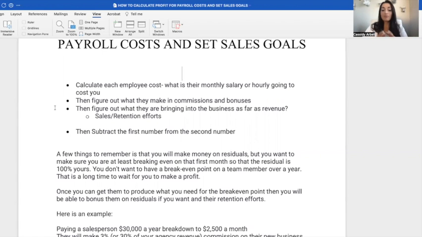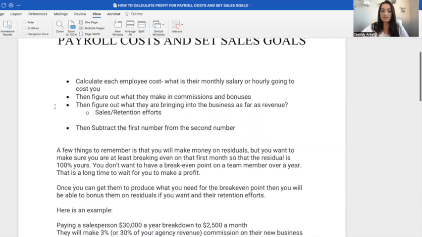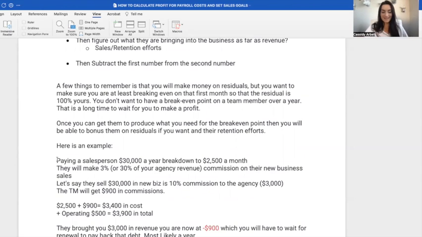You don't want to have a break even point on a team member that is going to be over a year, because if you have to wait over a year or tap into those renewal commissions in your business, you're going to have to pay back whatever it cost you to bring that new business in. And we're going to show you what that looks like. Once you can get them to produce what you need for a break even point, then you'll be able to bonus them on possible renewals and residuals in the future, or their retention efforts, if that is something that you are interested in. So let's talk about an example real quick. Here's an example. Let's say you're paying a salesperson $30,000 a year.